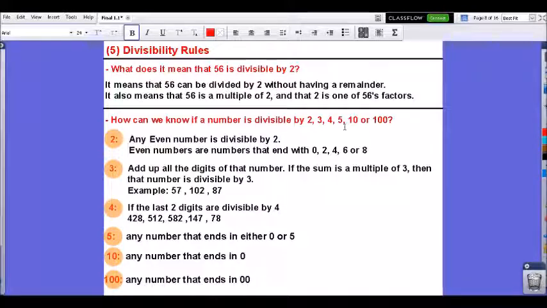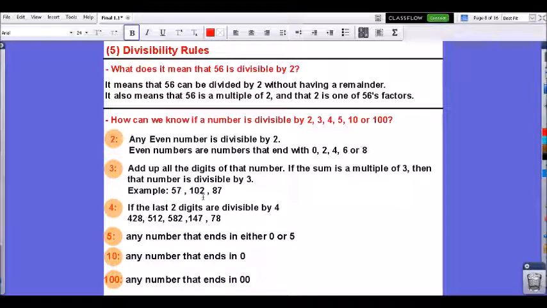Okay. To know whether a number is divisible by 3 or not, just add up all the digits of that number. If the sum is a multiple of 3, then that number is divisible by 3. How? For example, 57. We're going to add them up. 5 plus 7 is 12. Yes, 12 is a multiple of 3. Then 57 is divisible by 3.